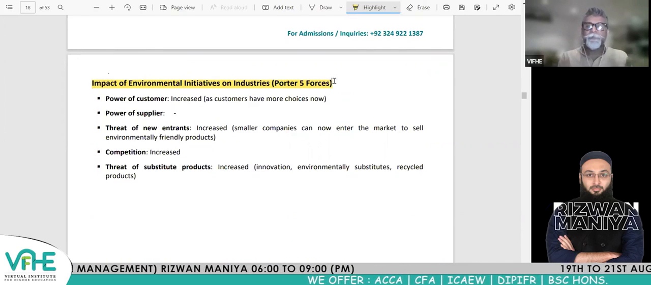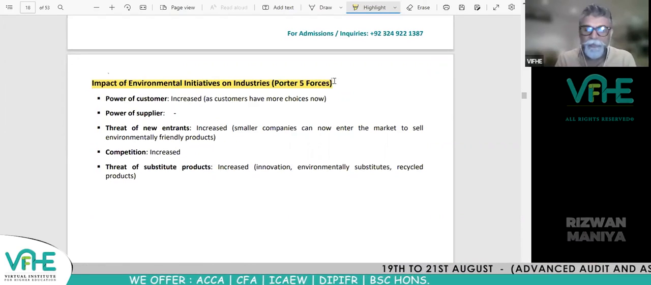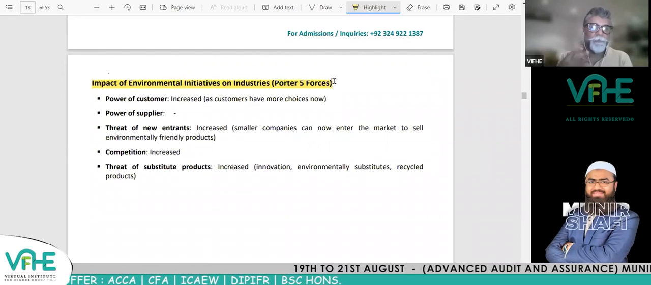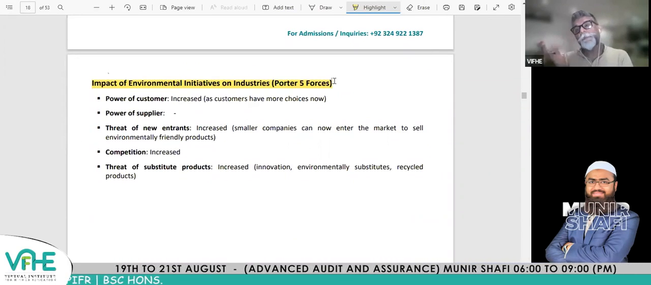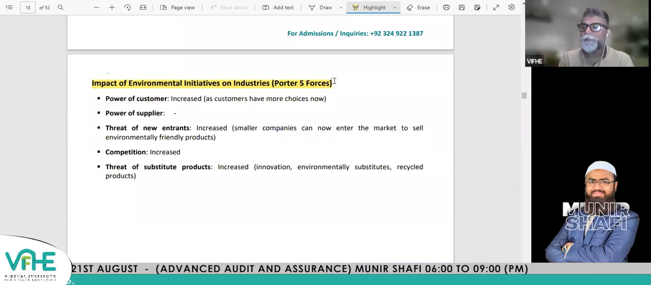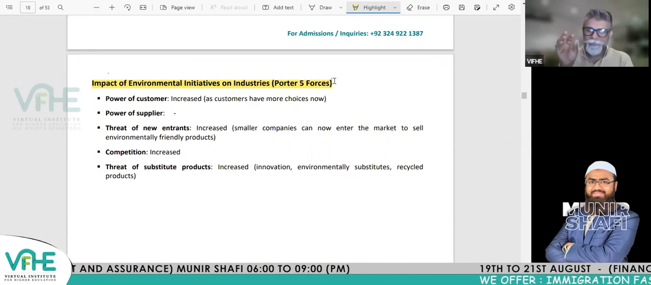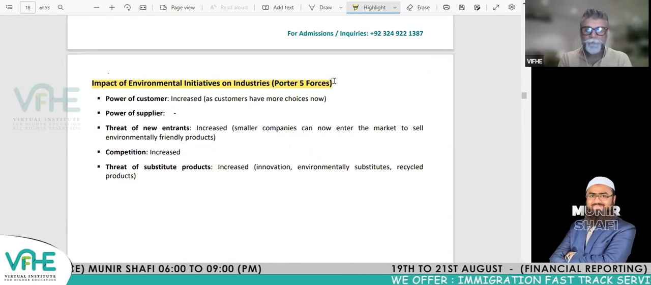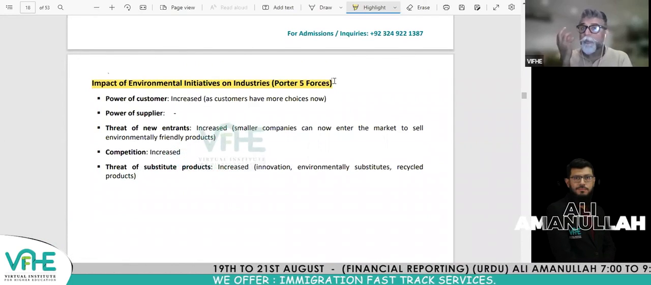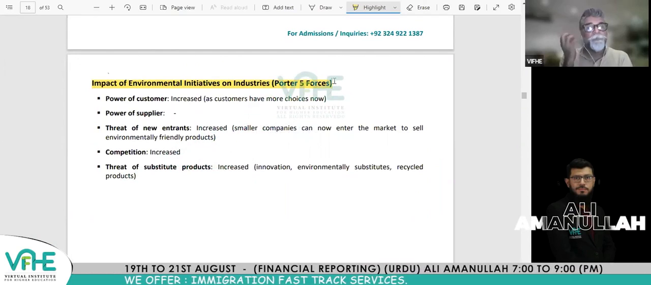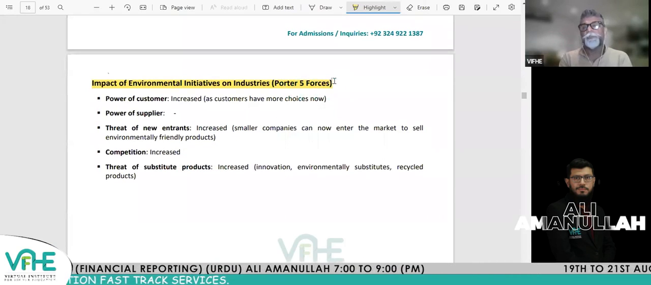90%, 95% of cars are the traditional cars, right? They are the carbon emission cars. And now there are some electric or hybrid cars like Tesla and some other models, right? Those are very few, like 5% of the market. So now, how are these environmentally friendly cars and products affecting the industry?